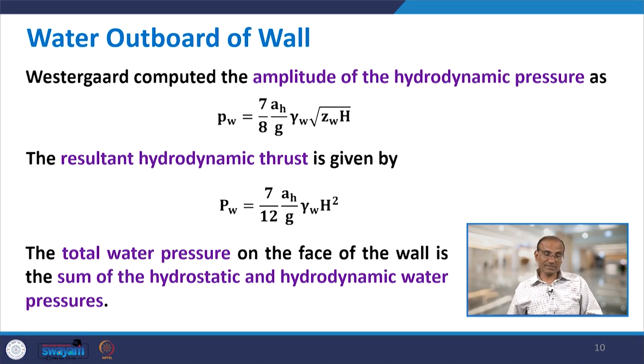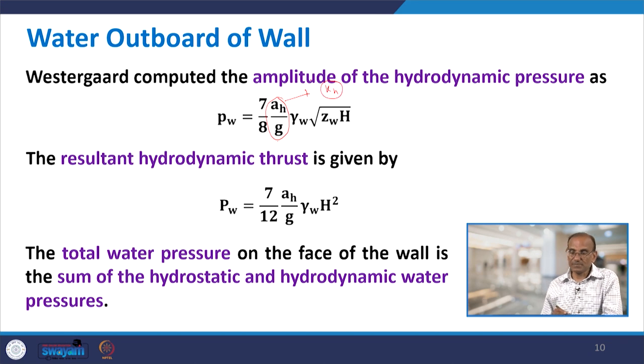Now, in the Westergaard solution, what is there? The amplitude of the hydrodynamic pressure is computed from this relation. AH by g is nothing but kH basically. I can say this ratio is the pseudo-static coefficient in the horizontal direction. Gamma W is the unit weight of water, ZW is the depth of the water level from the top, and H is the total thickness of the water.